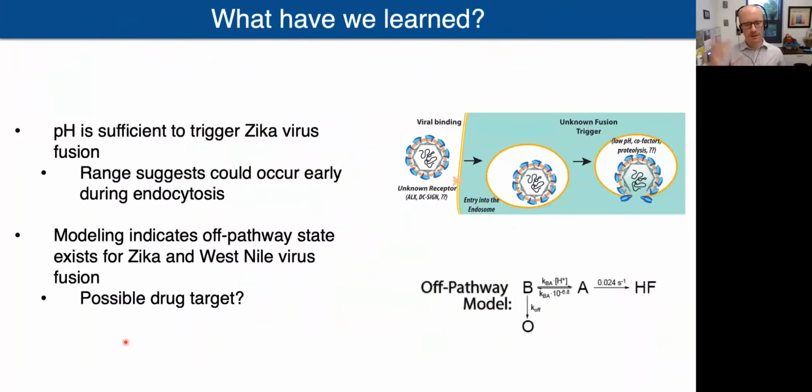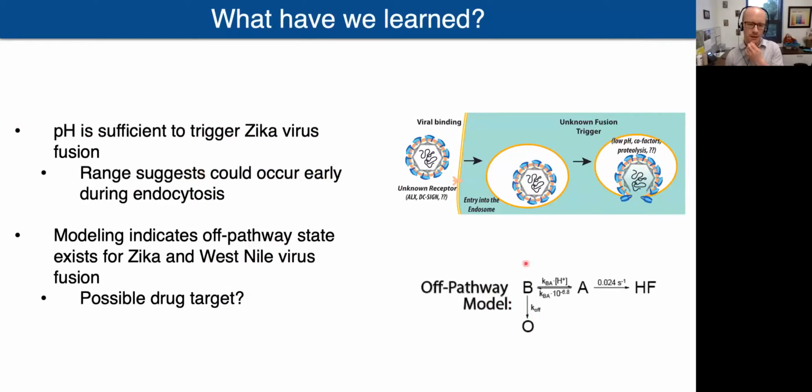Okay, so what have we learned in these studies? Based on the data that I've shown you, I think we can make the claim that pH is sufficient to trigger Zika virus. Maybe other cofactors are needed, but pH is sufficient. And the pH range that it occurs suggests that it could occur early on during endocytosis.